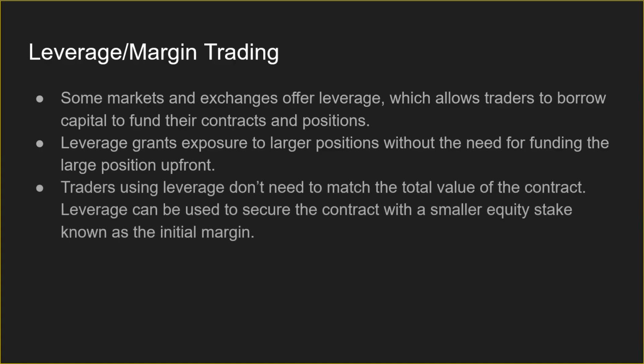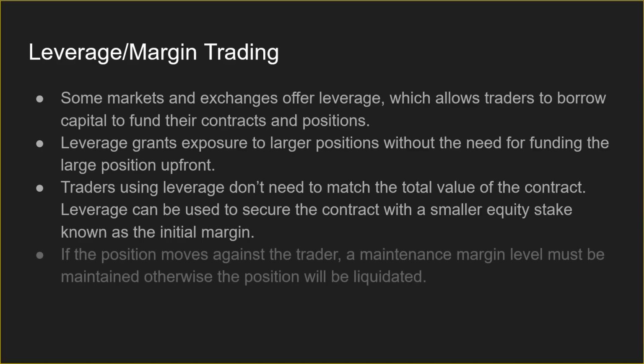Traders using leverage don't need to match the total value of the contract. Leverage can be used to secure the contract with a smaller equity stake known as the initial margin. Now, if the position moves against the trader, a maintenance margin level must be maintained. Maintenance level is the valuation of the position that has to be maintained. Otherwise, the position will be liquidated and closed out.